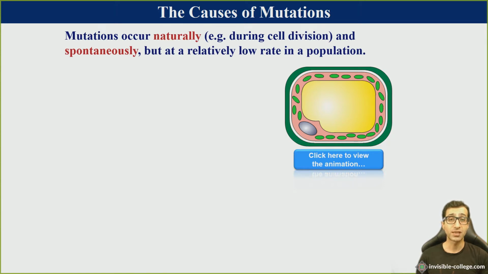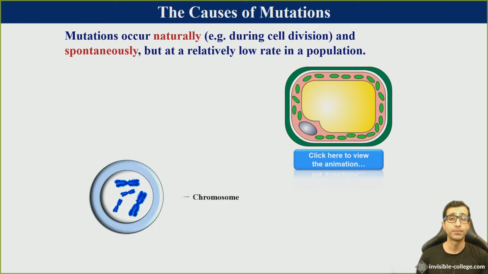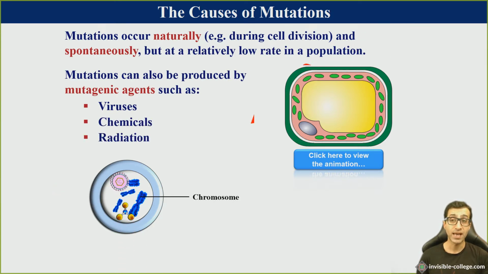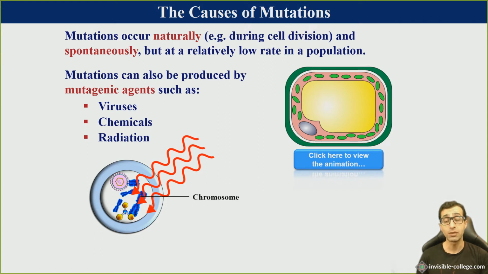So mutations do occur naturally, and particularly during the process of cell division, but these spontaneous mutations generally occur at relatively low rates in a population. So mutations are generally caused by what we refer to as mutagenic agents. Now mutagenic agents can be viruses, they can be various types of chemicals or radiation, but all of these different types of mutagenic agents can be responsible for mutations, either gene mutations or chromosomal mutations.